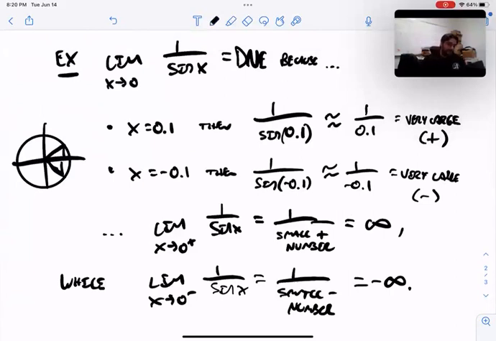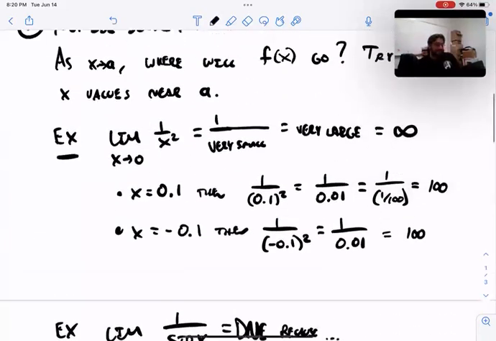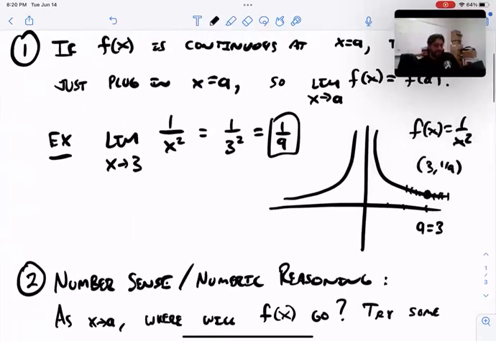Right? So here I'm not attempting to graph the whole function or anything like that. I'm just reasoning by picking some x values near the point of interest, right? So that's why I picked 0.1 and negative 0.1, because I'm trying to analyze what happens as x goes to 0, right? So here the left and right hand limits disagree. Therefore, the limit of 1 over sine of x does not exist, even though I don't really know what that graph looks like, right? So I never graphed it, but I can say that it does not exist.